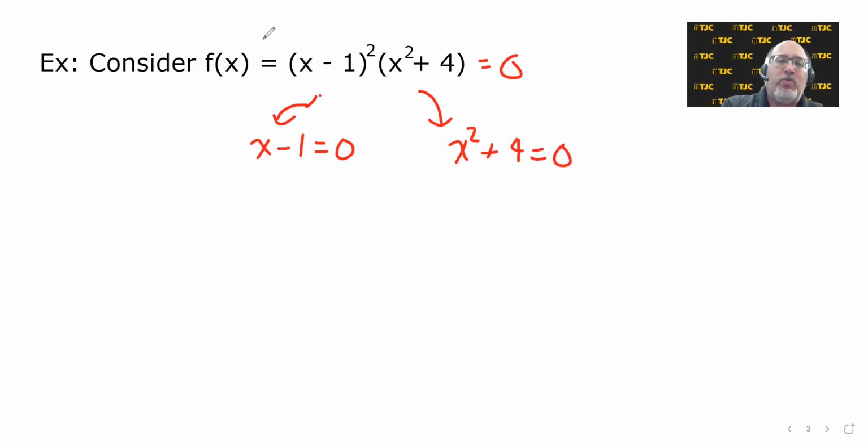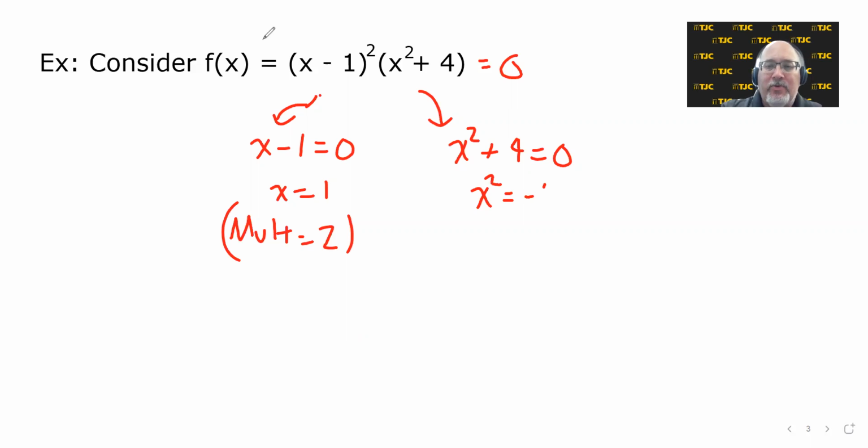If we solve x minus 1 equals 0, that's easy. We get x equals 1, but keep in mind that this has a multiplicity of 2. The multiplicity is the power that was on the factor. But if we solve x squared plus 4 equals 0 by subtracting 4 from both sides, to get x squared equals negative 4, square root both sides, which would invoke a plus minus. And then we get x equals plus or minus 2i, because the square root of negative 4 is 2i.